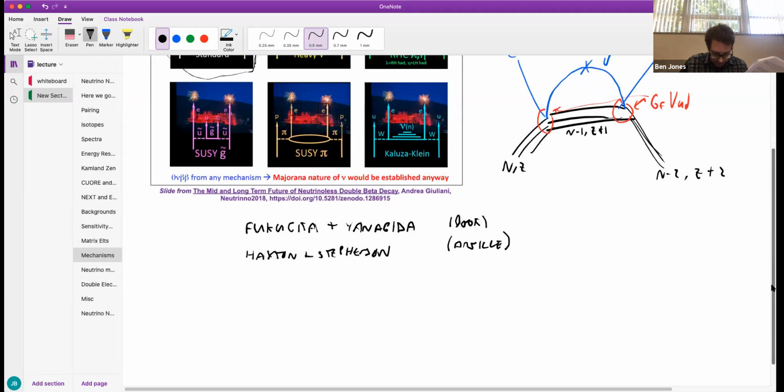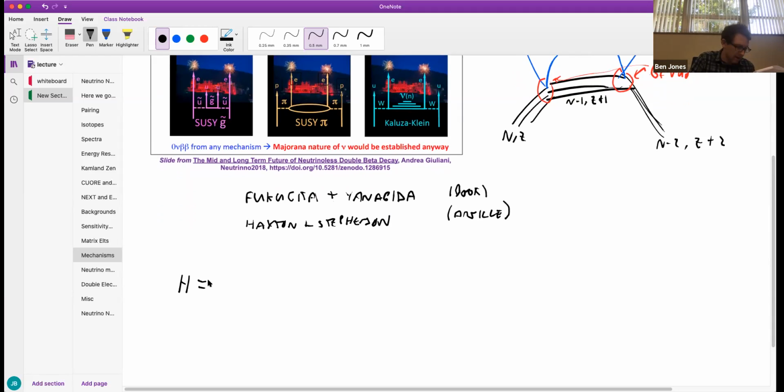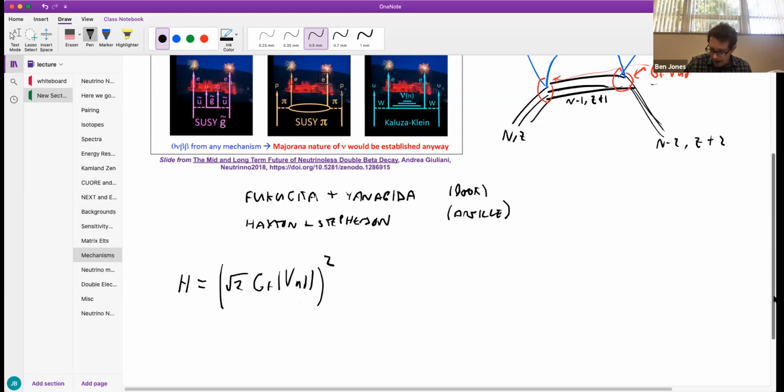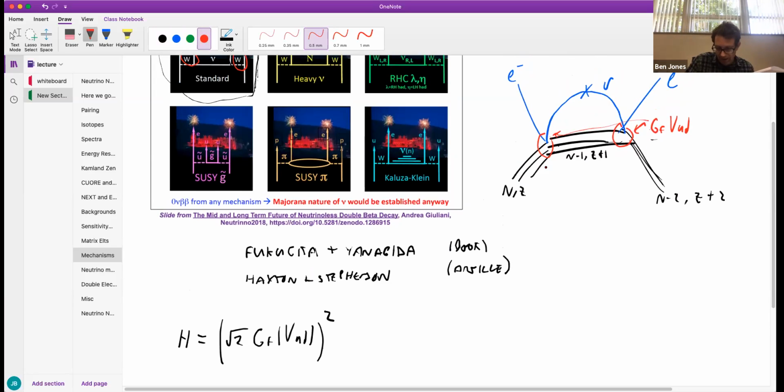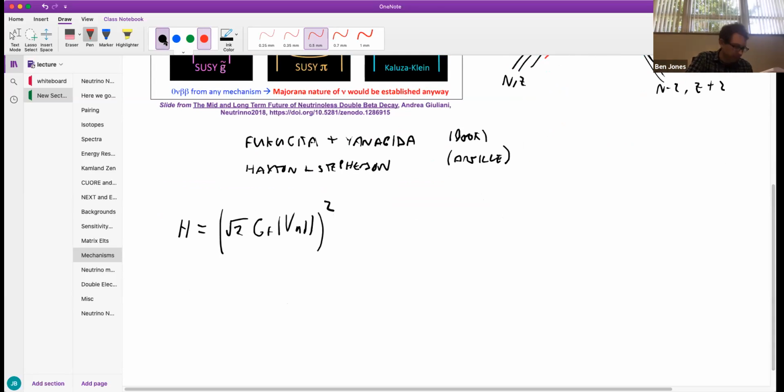But okay, so where we start from then is this effective Hamiltonian, which is going to have the following form. So we've got a square root 2, because why not, G Fermi V_ud squared. So that's the factors from these two vertices. And then we're just going to have phenomenological currents, basically. There's currents right here. So four currents come next. And the currents are e-bar gamma^mu (1 minus gamma_5) nu. These are weak interactions, so they have these V minus A structures. So we'll do the leptonic currents first.